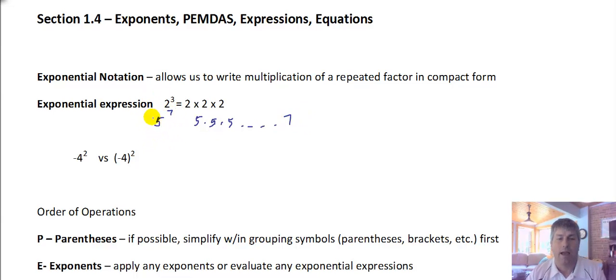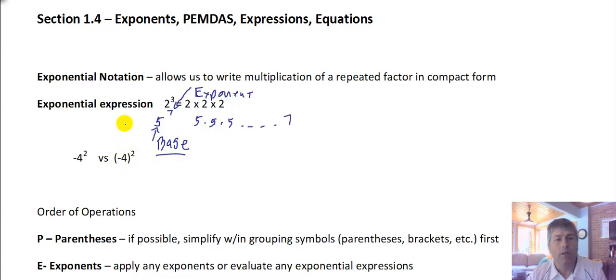Now, a couple things with exponential expressions you need to understand: our number being multiplied, or our factor, is our base. So the base, and the power is our exponent. So 7 here, or 3 in 2 cubed, is our exponent. So we have to know the difference between the base and the exponent. The exponent is the number of times the base is repeated.